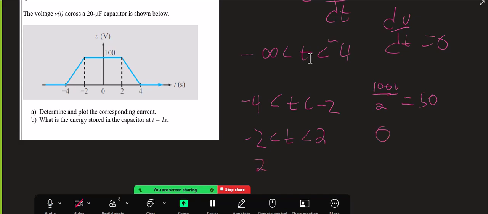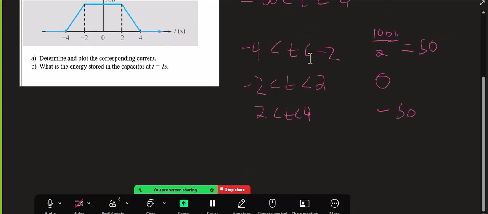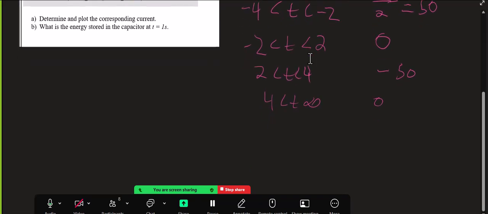And then from 2 to 4, you can just look at it and say, oh, that's the same as the other one, only negative. Or you can say the change in y is negative 100, because it's going down, over the change in x is 2, and you'll get negative 50. And then from 4 to infinity, we have 0. So that's all you need to be able to plot the current.